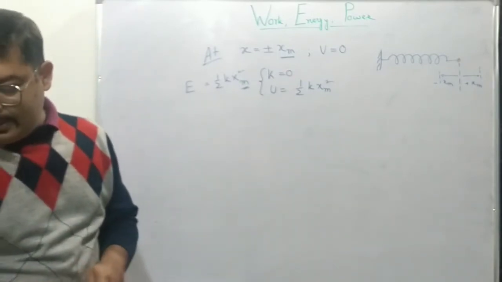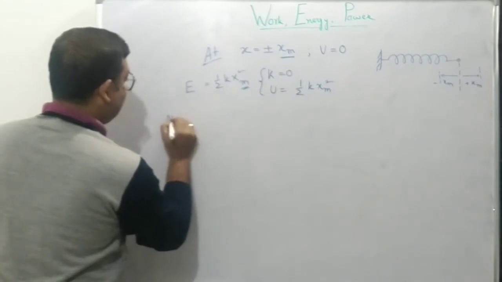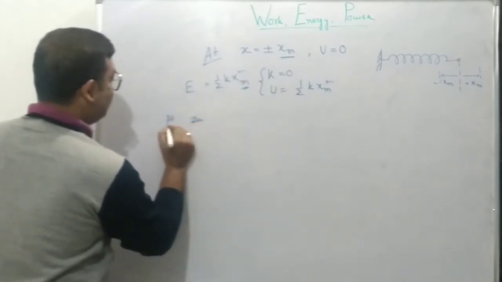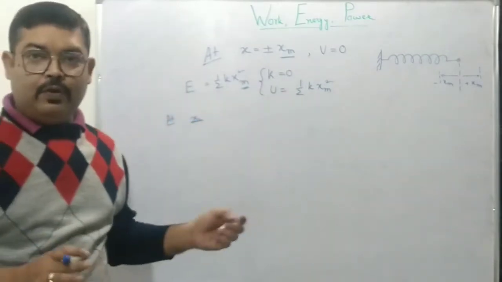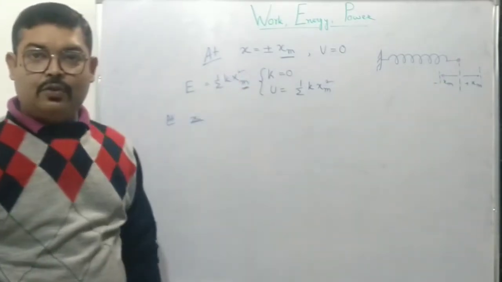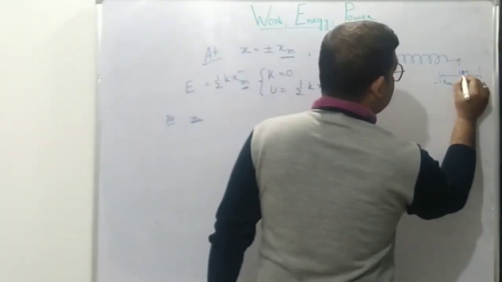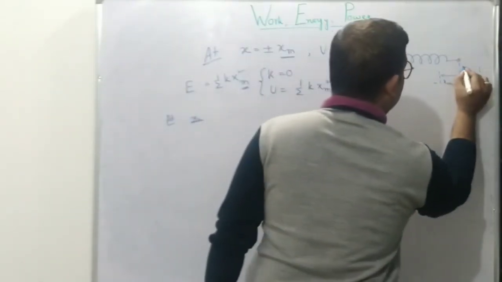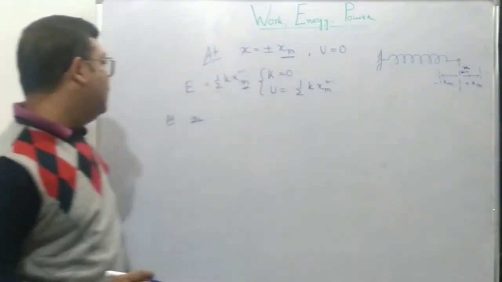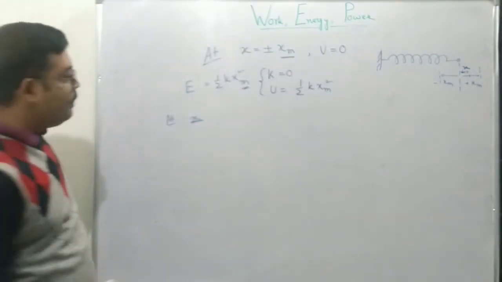Okay, now let us consider any position. Say, let us consider an intermediate position, at x, a random position. It could be positive or negative x, because we are considering the energy and we have x in square, so in both cases the result will be the same. Say, let's say this is x, at a particular displacement. Now at this particular x, what will be the total energy?